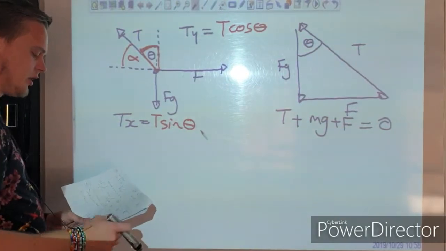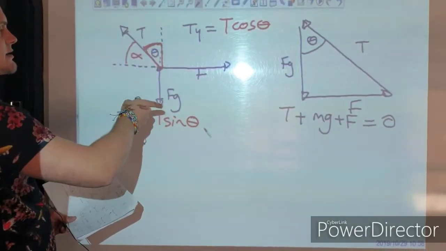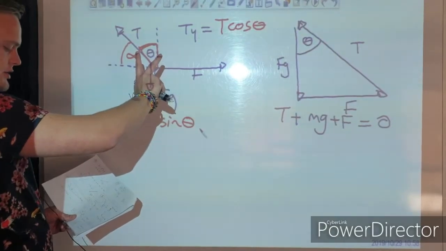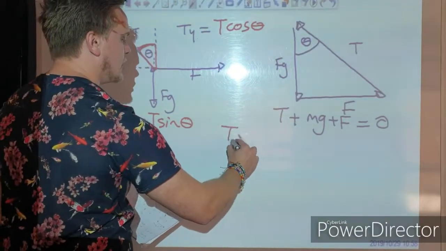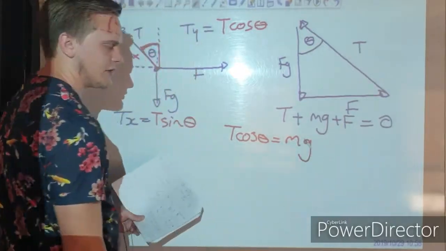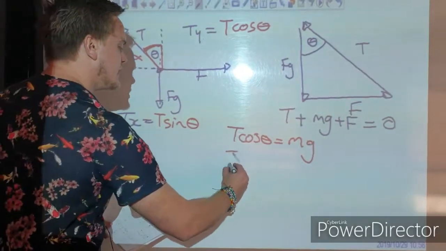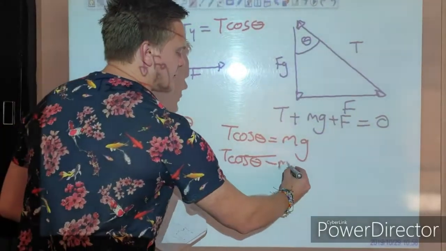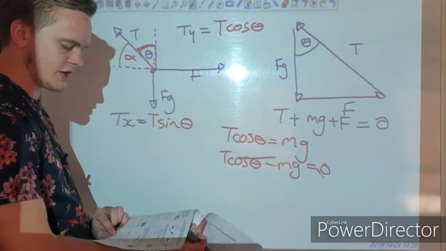So that means if Ty was T cos theta, it means Tx will be T sine theta. Now, if it's in equilibrium, it means that the y-axis two values should be equal, and the x-axis as well. So if we talk about our y-axis, we need to have that T cos theta equals mg or Fg, same difference. So if you change that, it will be T cos theta minus our mg equals 0.